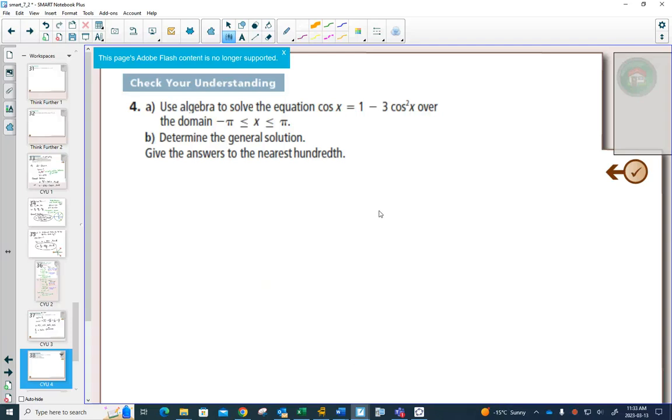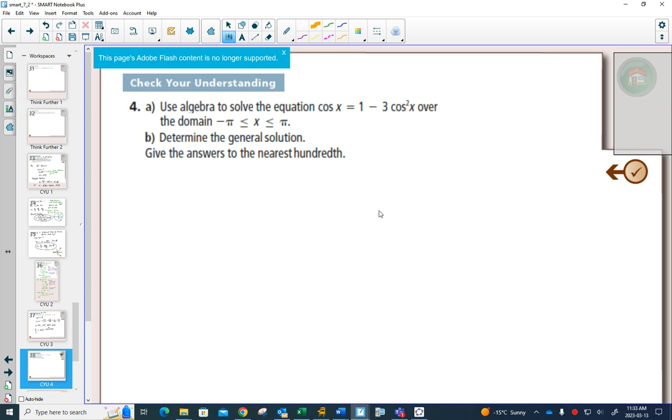And our last question. Use algebra to solve. This time I notice I have a cos squared and a cos. So this time I have a quadratic equation. How do we solve quadratic equations? We move everything over to make one side equal to 0.